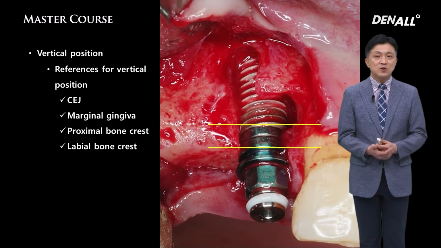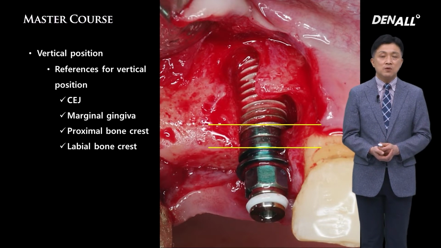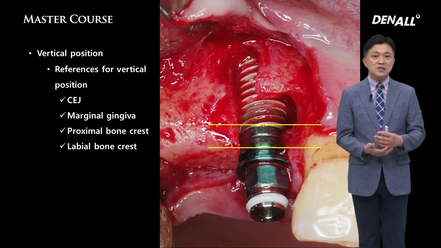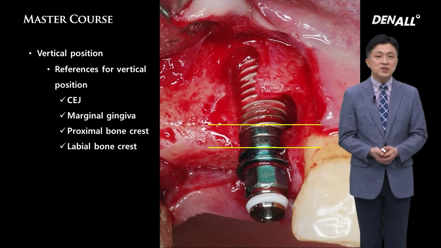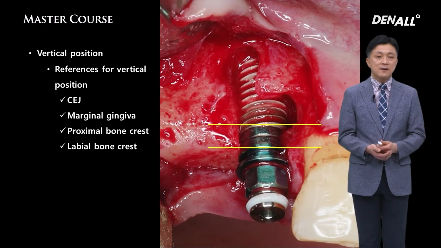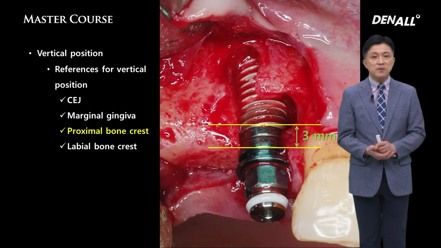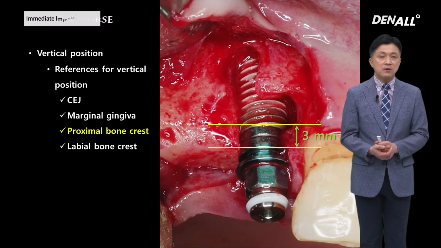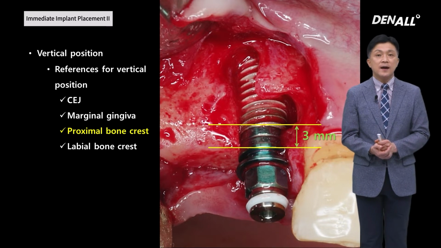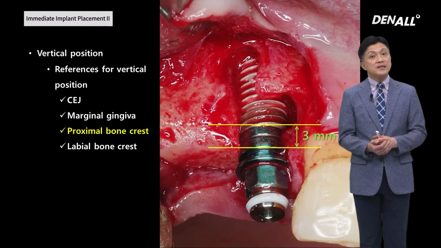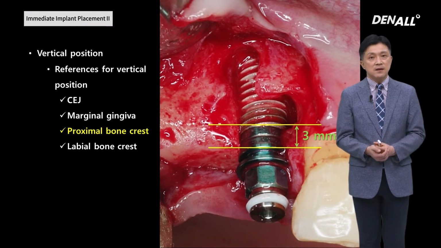You need to determine the implant's vertical position using proximal bone crest. That is the most safe way to do it. How inferior should the implant be from the proximal bone crest? In my opinion, it needs to be at least 3 millimeters inferior to the proximal bone crest. You may think that it is quite deep.